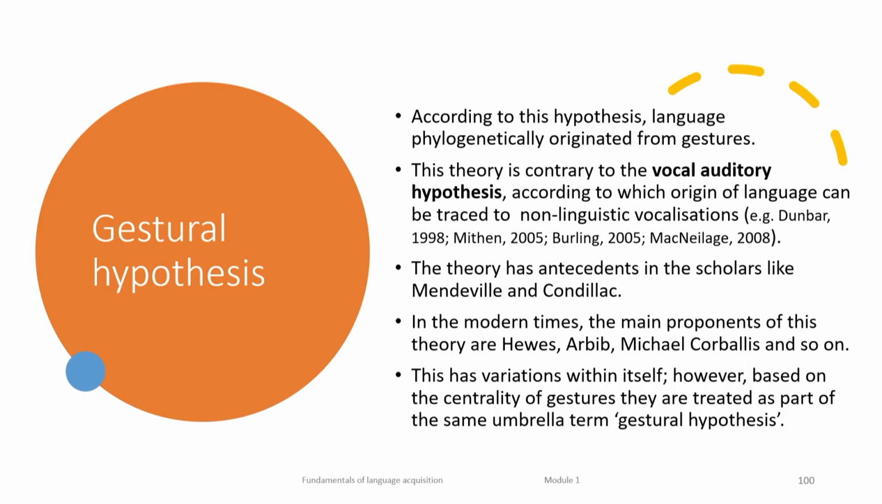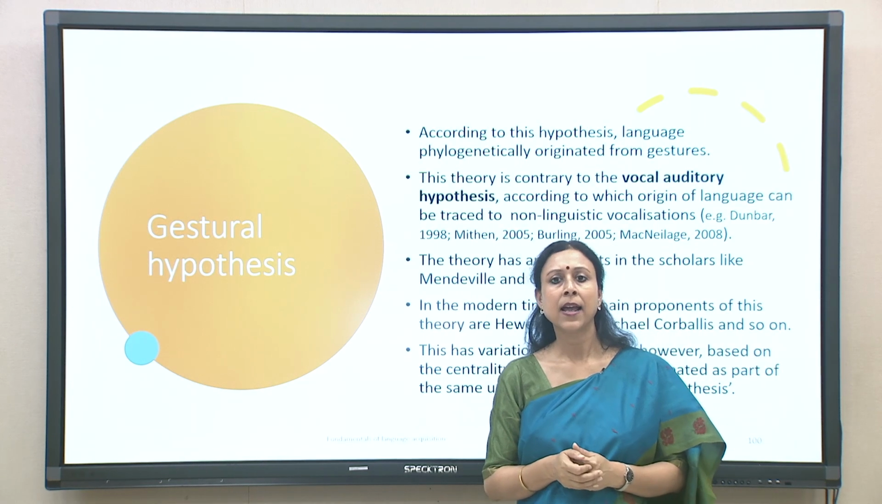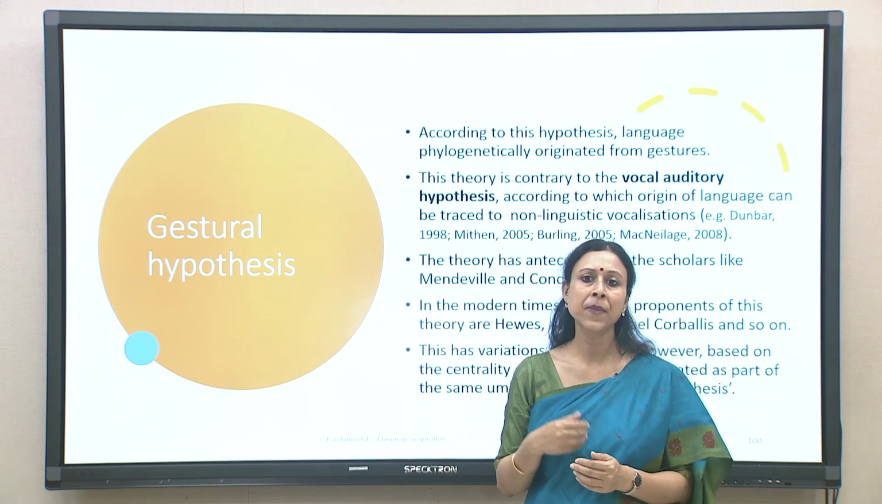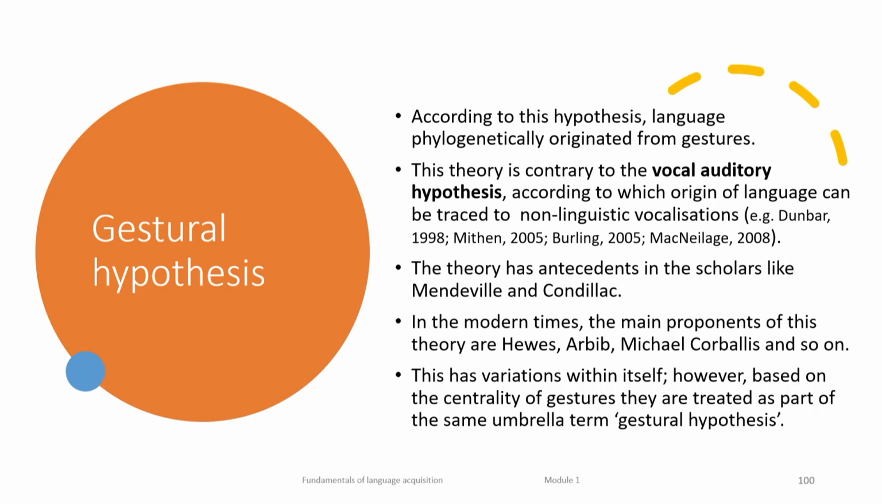Now, we come to the modern day. According to the gestural hypothesis, the primary idea is that language phylogenetically originated from gestures. So, gestures came first and this was followed by language, and this theory has been juxtaposed to the vocal auditory hypothesis, according to which the origin of language can be traced to non-linguistic vocalizations, some sort of sound vocalizations, which in turn became language. So, these are the two important theories which are juxtaposed to each other. Let us focus on gestural theory for now.